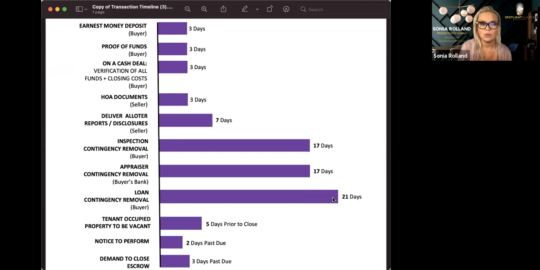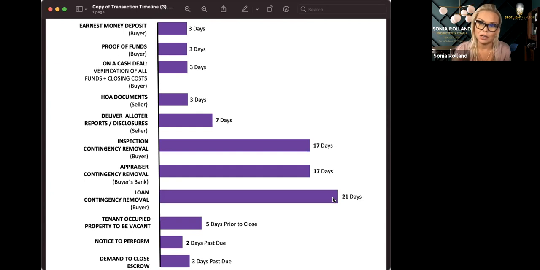So basically, when you remove the loan contingency, this means that the lender is bulletproof sure that the client qualifies for the loan. And if they're not, then they're not going to remove it, right? So it's super duper important to get that in writing.